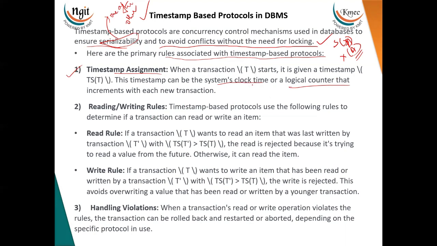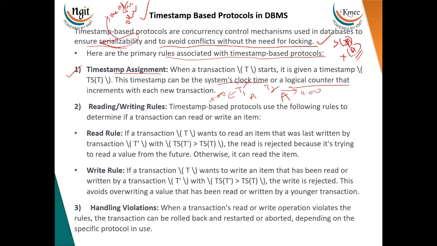If it is the system clock time, let us say there are two transactions, say T1 and T2. Let us say T1 has arrived at 10 o'clock and T2 has arrived at 11 o'clock. So from among these, which one is the older transaction? Which means, which is the transaction that has arrived first? T1 is the transaction that has arrived first. So the older transactions are given the first priority in the execution on the data item.